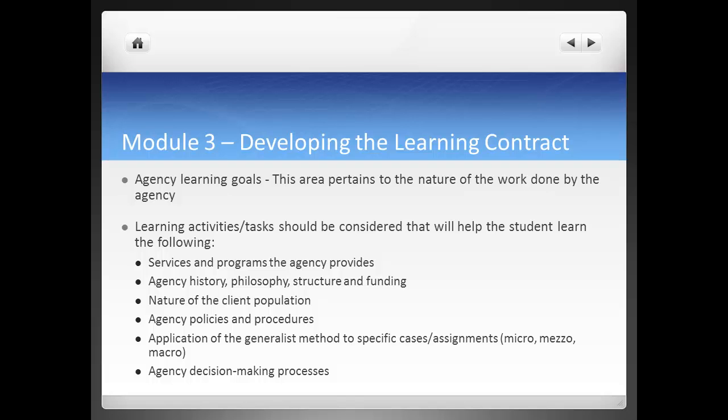Having students read agency policies and procedures and funding sources is a learning task that can be assigned under the policy competency and also the research competency. Researching information on the nature of the client population can be assigned under the research competency as well.